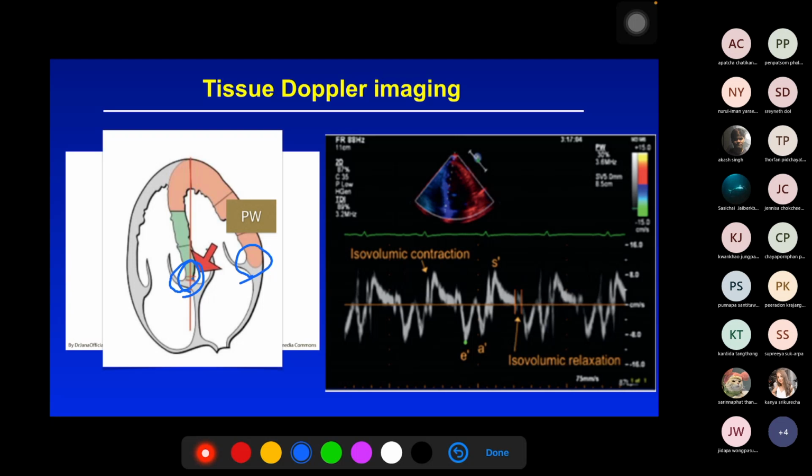Again, you obtain the image in the apical four-chamber view. Then press TDI and place the sample volume at the medial annulus here, taking the direction of the sample volume most parallel to the annulus movement direction. Then you press the pulse wave, and you get this image here.